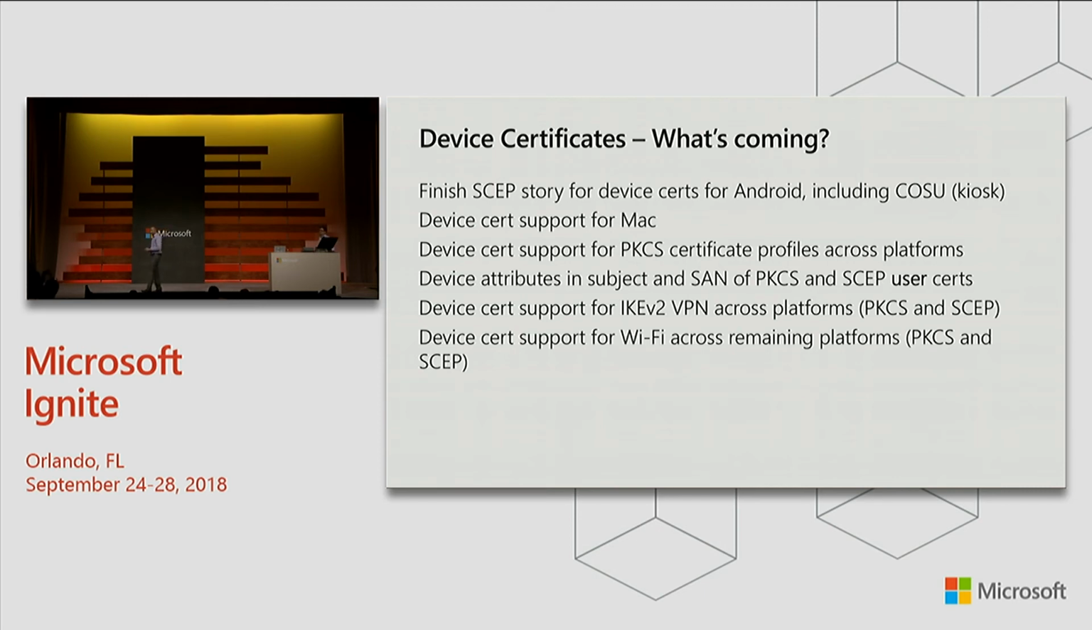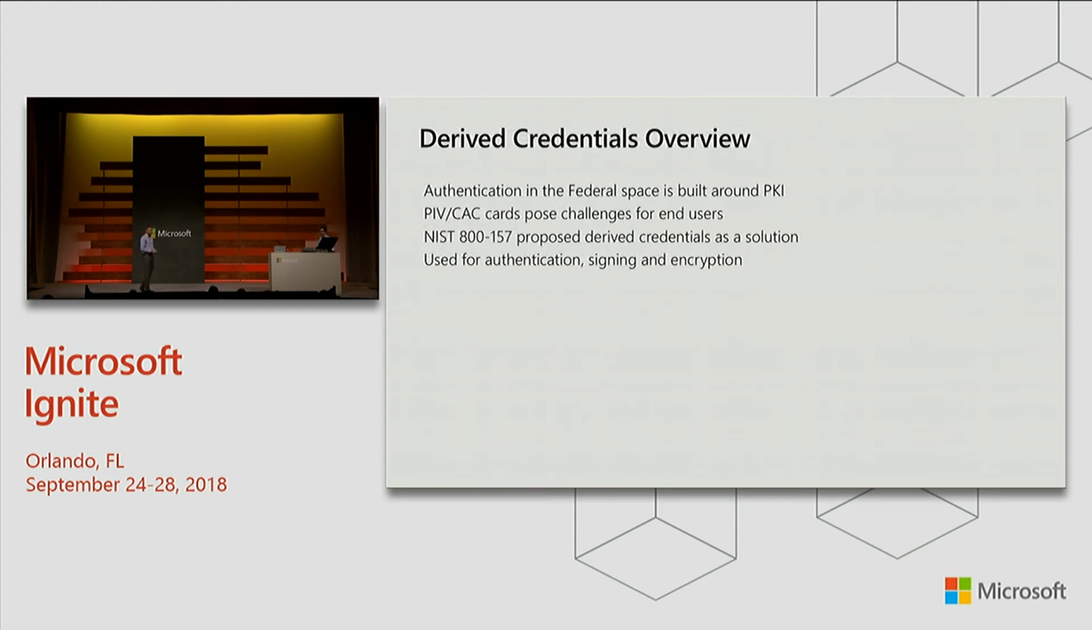Okay, how many of you work in the federal space? Anyone? Okay, we got a few. So what we want to talk about now is what we call derived credentials. This one's kind of a fun one to explain. Basically, in the federal space, they issue a physical smart card to all of their users. That's used for physical access to locations, as well as for authentication to applications and whatnot.